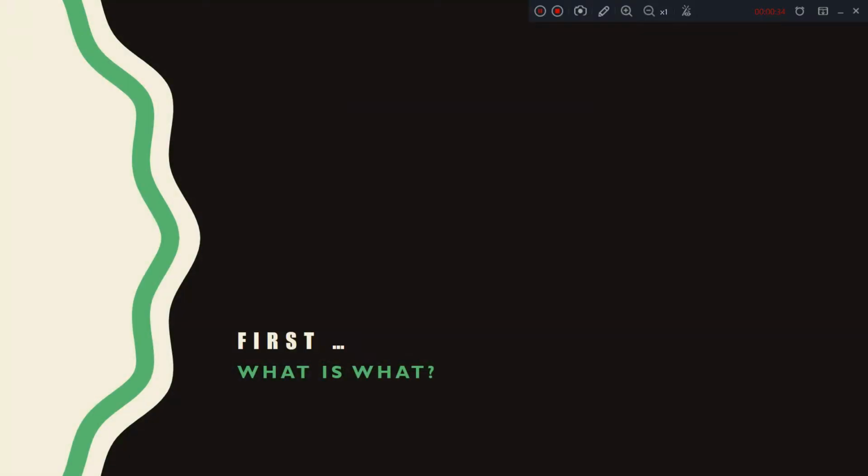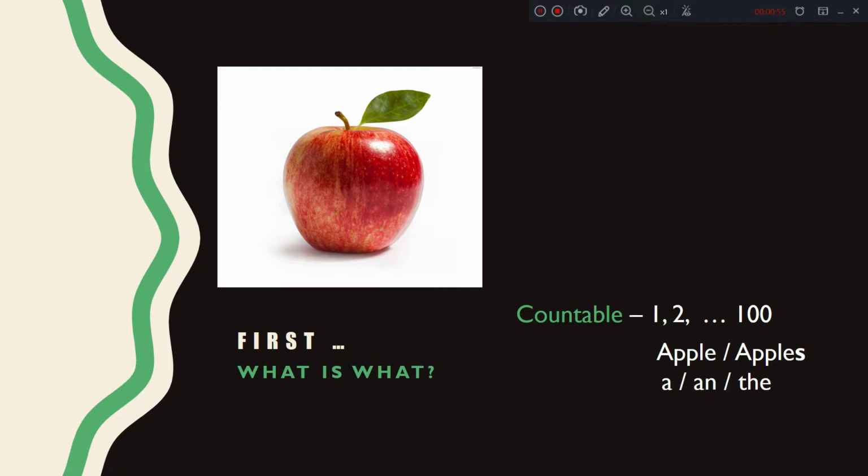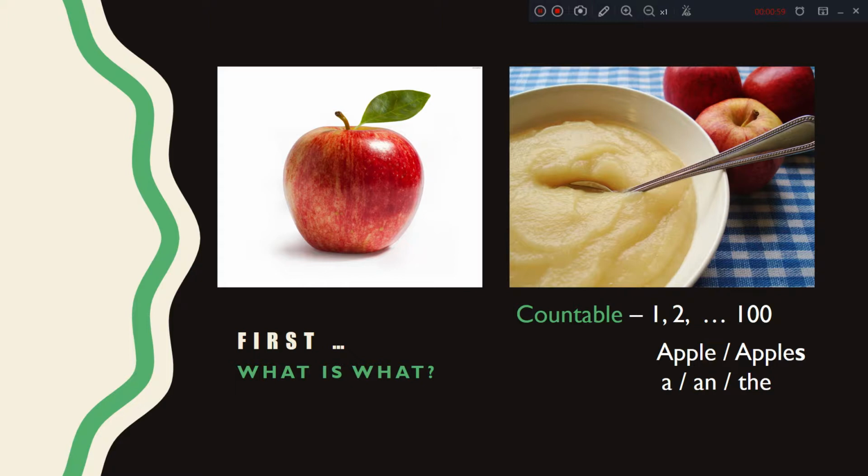First, we need to know what countable and uncountable nouns are. Countable nouns can be counted. 1 apple, 2 apples, 100 apples. This means they also have singular and plural forms. Apple, apples, and can use articles. An apple, the apple. Uncountable nouns cannot be counted.